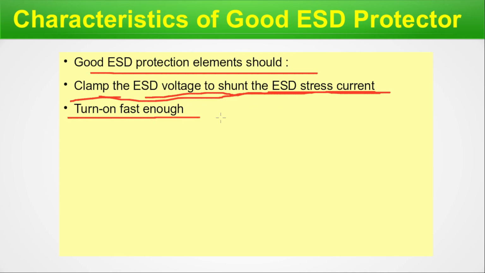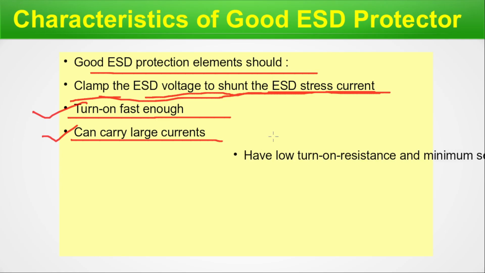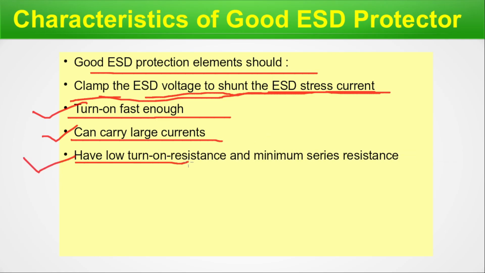Next, it can turn on fast enough. That means there should be no delay so that it can act as a passage. Otherwise, if the ESD path bypasses this element and goes to some other part, it can damage that other part. So whatever protector we are using should turn on fast enough. Next, it can carry large current, so it should have a high current carrying capability. Next, it should have very low turn on resistance and minimum series resistance.